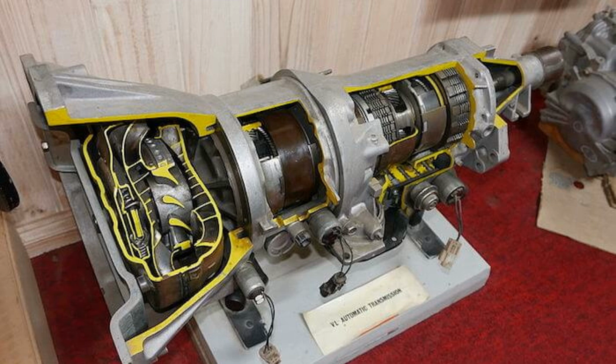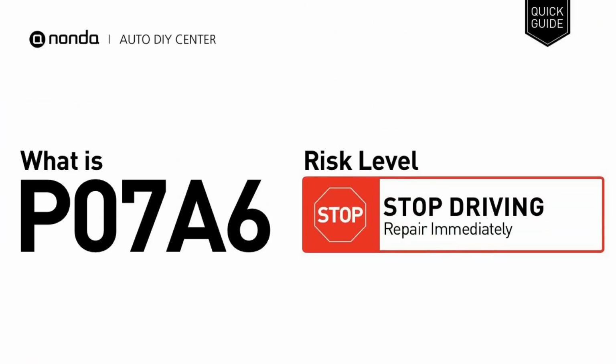The code P07A6 is communicated by the PCM or TCM when a seizure is detected in the transmission's internal friction element C. Alternatively, the friction element may not engage, or have other performance problems. If this error persists, the malfunction indicator lamp, MIL, is likely to illuminate. Some vehicles may require several fault cycles for the MIL to illuminate.